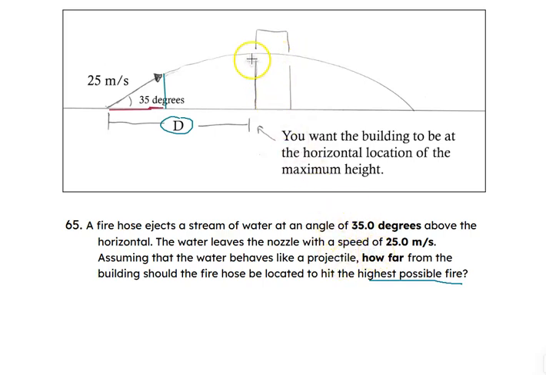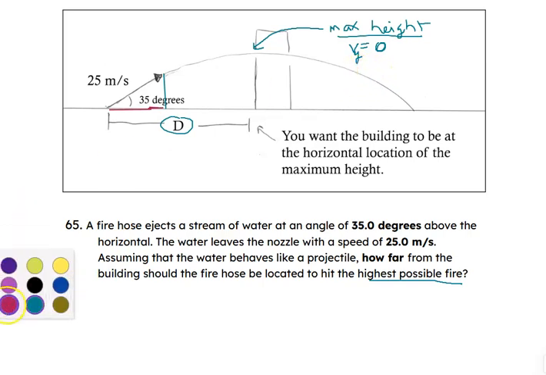So what does highest possible fire mean? That means that this location right here is your max height. And you want to be far enough away so that it's safe for the firefighters, etc. But basically, that's just part of the story. So let's figure out, not quite sure where we're going to go from here, but we know that the highest point is the max height. What is always true at max height? Vy equals 0. Not total speed, but just Vy.